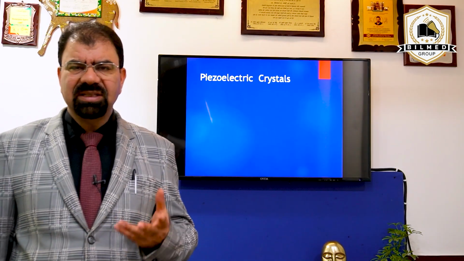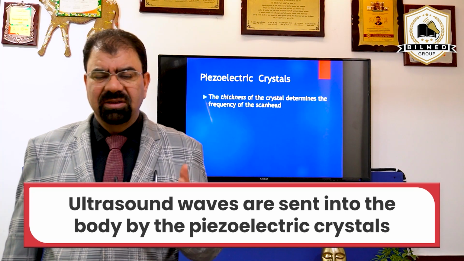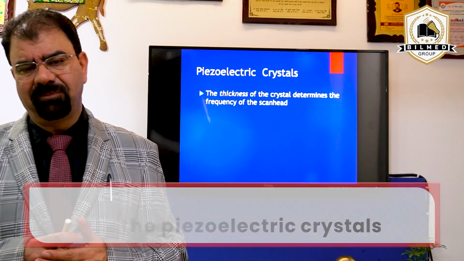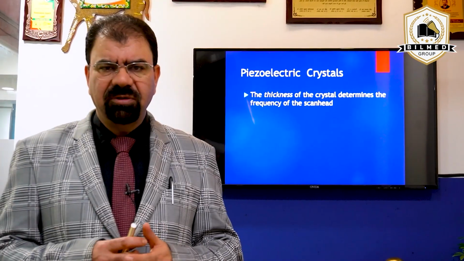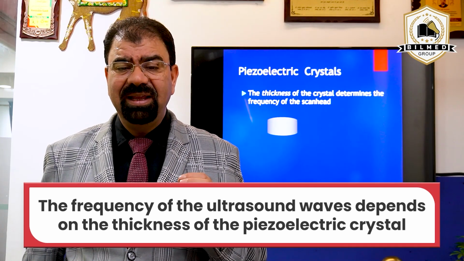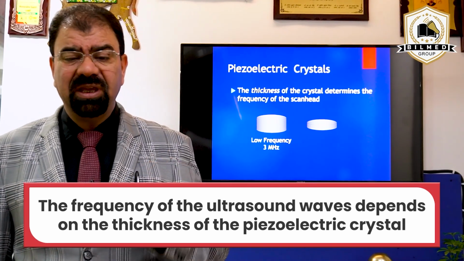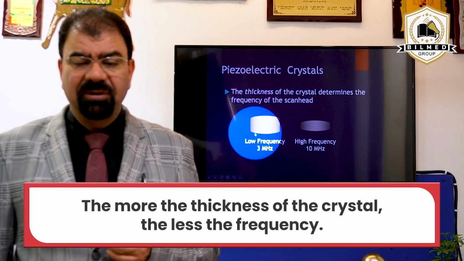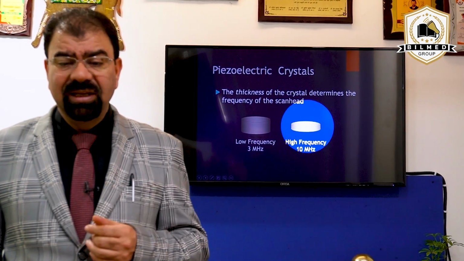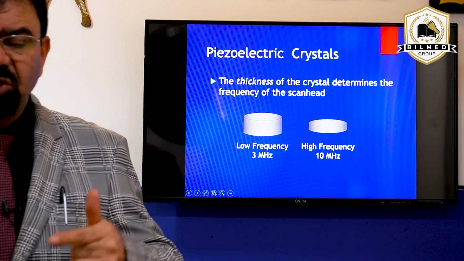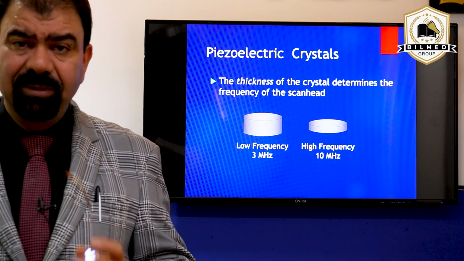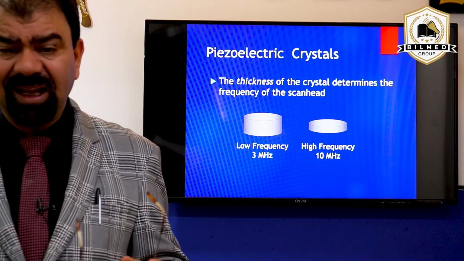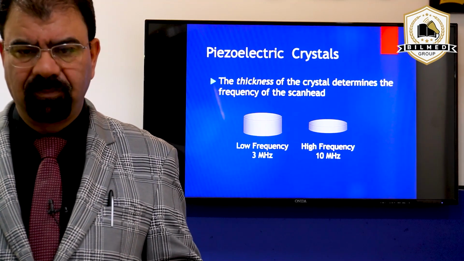Now in this probe, there is something called a piezoelectric crystal. This piezoelectric crystal is actually sending all the ultrasound waves into the body. And just now we talked about the frequency. The frequency is decided by the thickness of this piezoelectric crystal. If the piezoelectric crystal thickness is more, the frequency will be less, and if it is thin, the frequency will be high. So the frequency of a given probe is decided by the thickness of the piezoelectric crystal. If the piezoelectric crystal is thick, the frequency will be low.